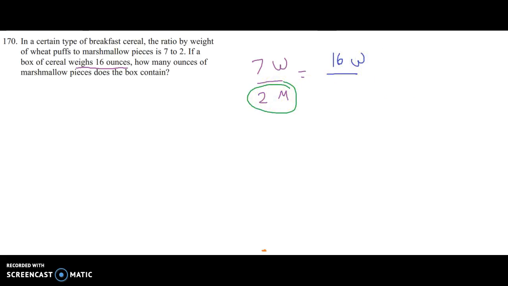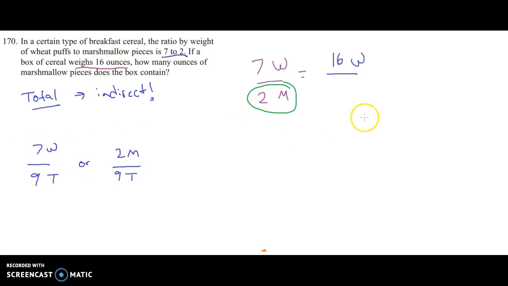So what we need to do here is find a total. This is an indirect problem. We're not given directly a ratio that matches the original ratio, but we can take that original ratio and say, if I have 7 ounces of wheat puffs for every 2 ounces of marshmallows, that means out of a total of 9 ounces, 7 plus 2, I have 7 ounces of wheat puffs, or out of 9 total ounces, I have 2 ounces of marshmallows. Which do we want to use? Since we're being asked to find marshmallow pieces, we're going to use this one. So let's set this up.